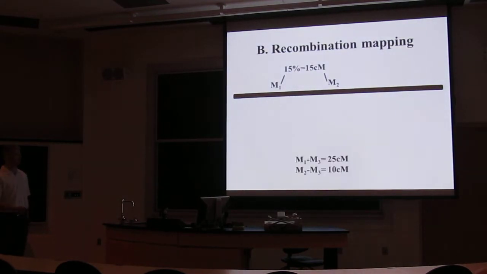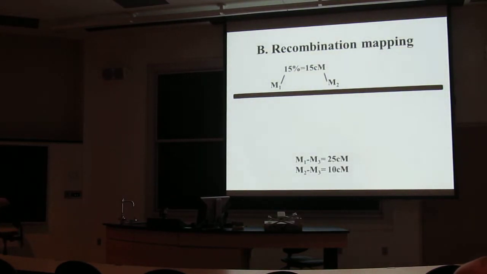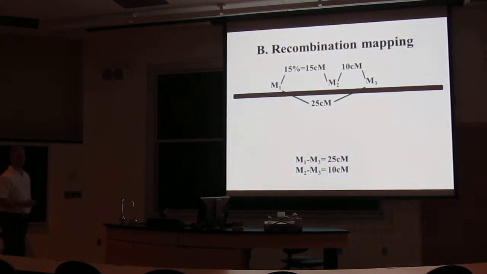Then to get the order, we simply add in a 3rd marker. So if marker 3 is 25 centimorgans from marker 1, it could either lie 25 centimorgans in this direction or 25 centimorgans in this direction. But since I know its relationship to marker 2 as well, then it must go there on the genetic map.